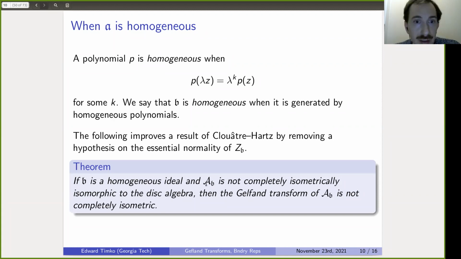And this result improves on some earlier results of Clouâtre and Hartz, where the improvement is essentially that before there was this hypothesis about the model Z_B being essentially normal, and the methods that we use here allow us to remove this condition on essential normality.